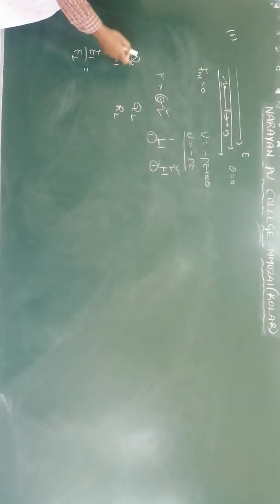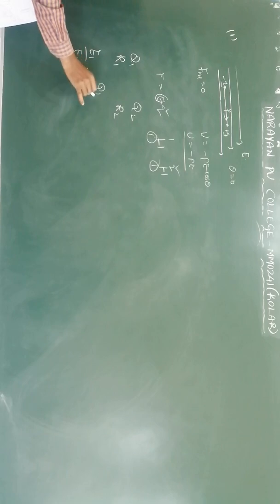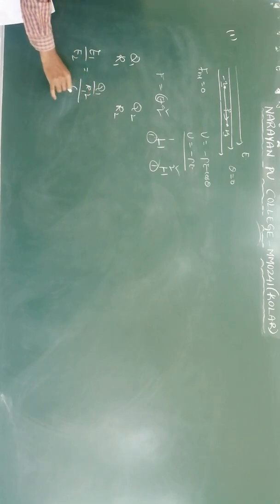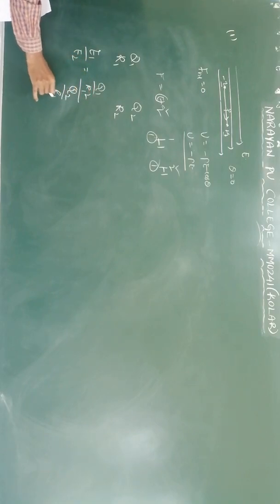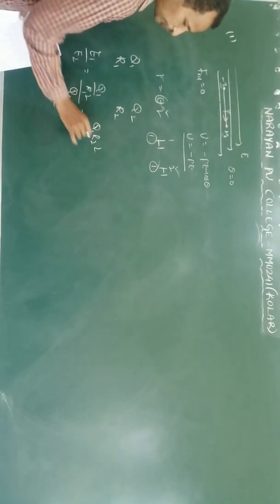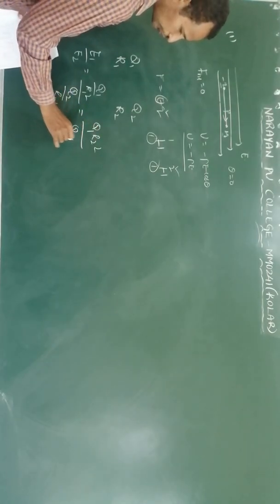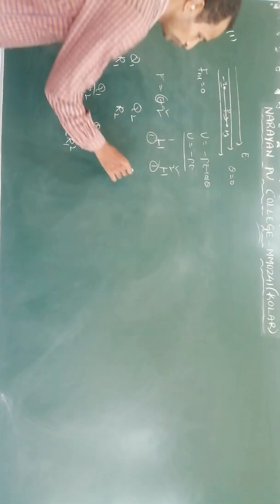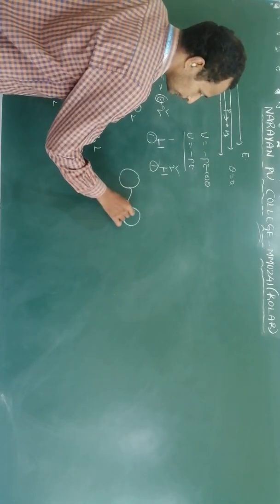1 by 4 pi epsilon is common, right? So in both cases, the 1 by 4 pi epsilon cancels. You can write Q1 by R1 square over Q2 by R2 square. So we can write this as Q1 R2 square by Q2 R1 square. Alright?